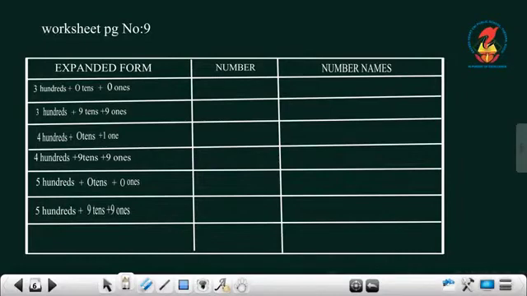Now let's see. The expanded form is given: 3 hundreds plus 0 tens plus 0 ones. How will you write the number? In the hundreds place we have 3, in the tens place 0, in the ones place 0. So you have written the number 300. How will you write the number name? Whenever you write the number name, it should start with a capital letter.